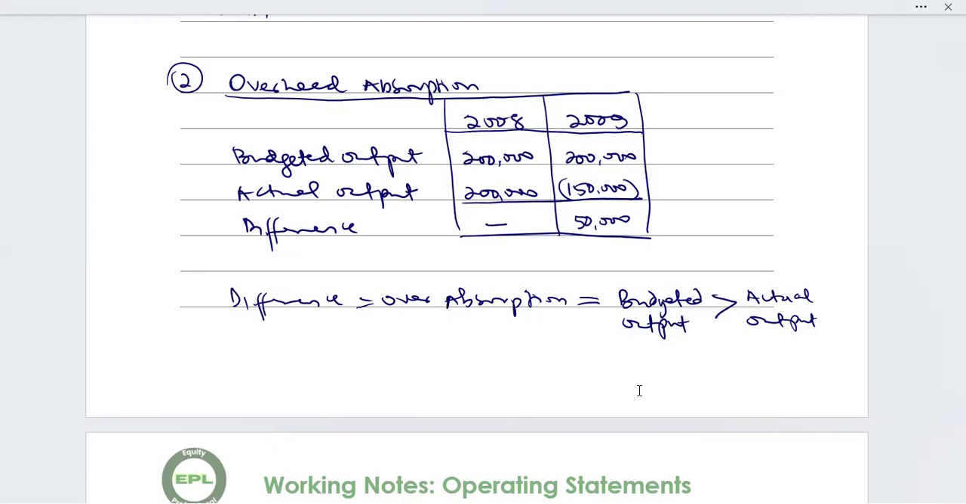So the actual overhead and what you budgeted to spend, once they are different, that means the adjustments must be made through the cost of goods sold. All these things we discussed in detail last time. I'm just trying to recap again. I also mentioned to you one of the causes for the overhead absorption difference is what I just mentioned, seasonal variation.